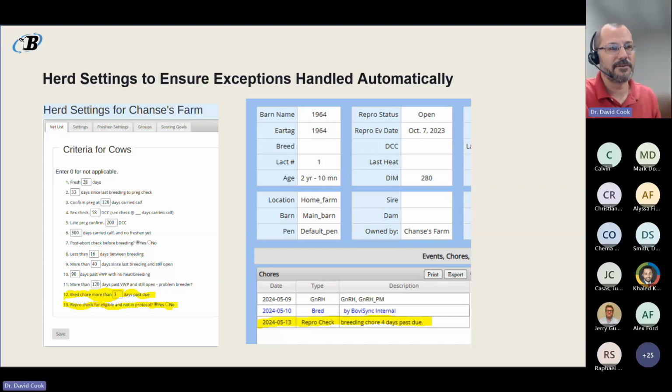So if you're doing timed AI for everything, if that animal for any reason is open and doesn't have the next sequence of shots and breeding scheduled, it's going to put a repro check on it. So it brings them up and you can take a look at it.